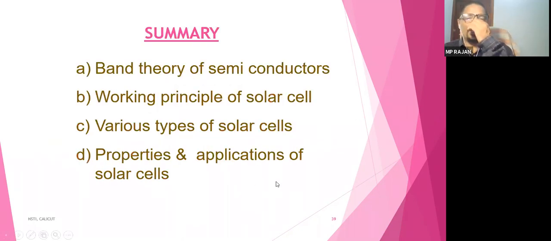In today's class we have brushed up the wave theory and band theory. What is the atomic structure in a semiconductor? Then we have seen the working principle of solar cell, how it works, and construction also. And then we have seen the three types of solar cells, depending upon the construction, and the advantages, disadvantages, and applications of those.